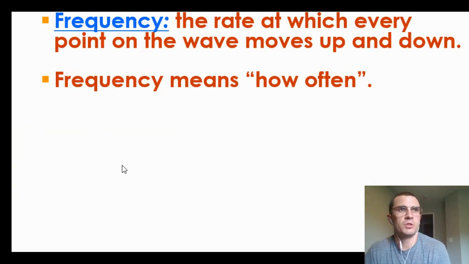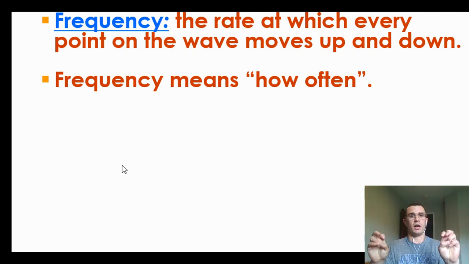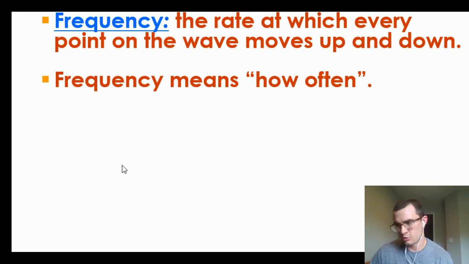Now we get into some terms. Frequency, we already learned about. Frequency means how often, but I don't like that term. Just how often doesn't really tell me about what that word means in science. Okay, frequency in general means how often. The frequency of my lawn mowing would be maybe once or twice a week, depending on the week, things like that, right? So frequency is generally how often, but frequency in science, we're talking the rate at which every point on a wave moves up and down.